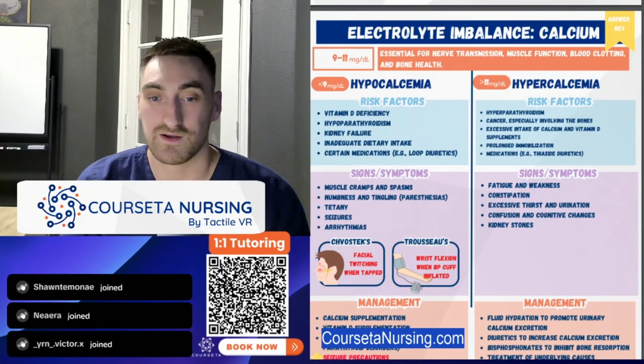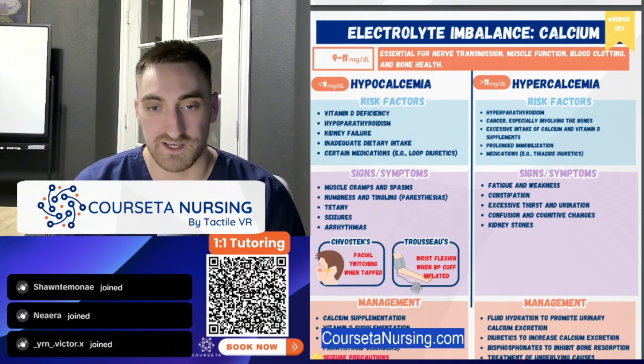Well, Chvostek has to deal with your facial twitching when you tap it. So when you actually tap the facial nerve on their face, you're going to see a very hyperreflexive reaction to that tapping. So that's what Chvostek's sign is.